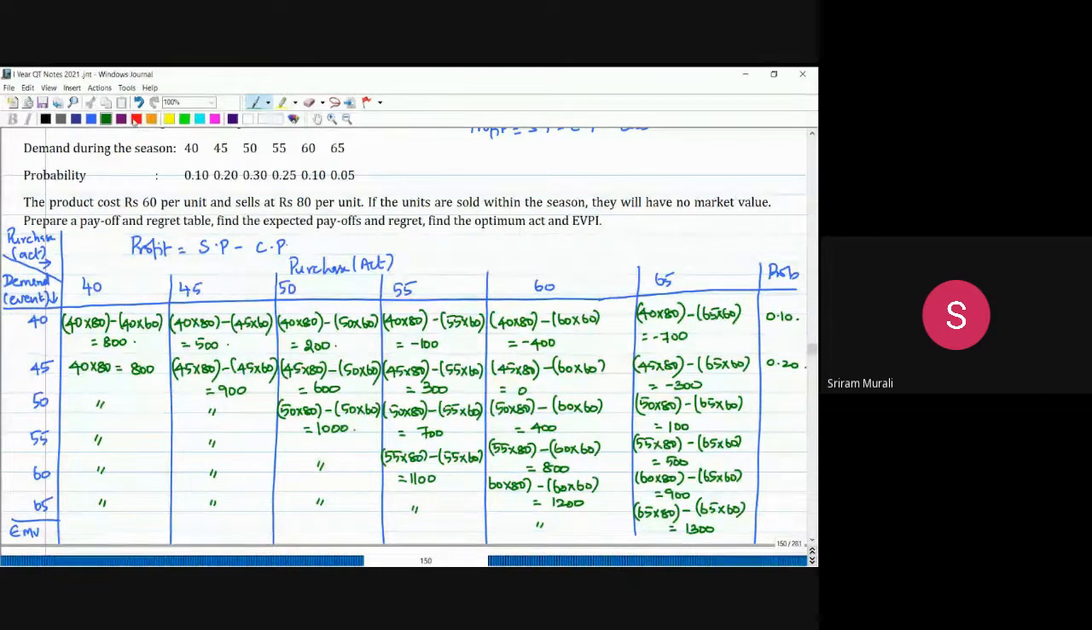So what is your first break even? This is your first minimum. First minimum occurs here. First minimum is 1000. Then 1100, 1200. The last one is 1300. So these probabilities are 0.30, 0.25, 0.10, 0.05.